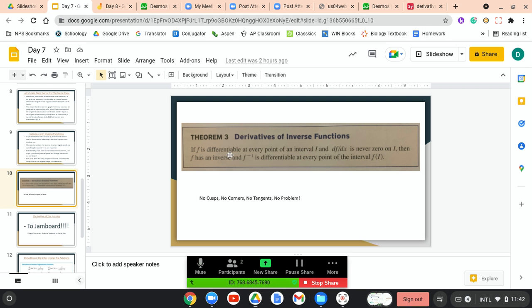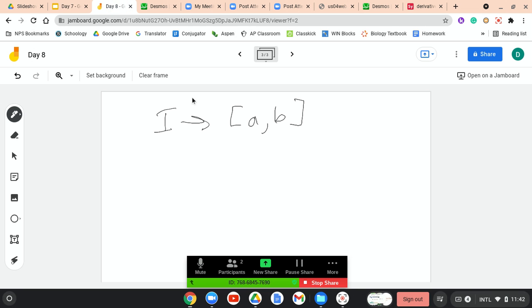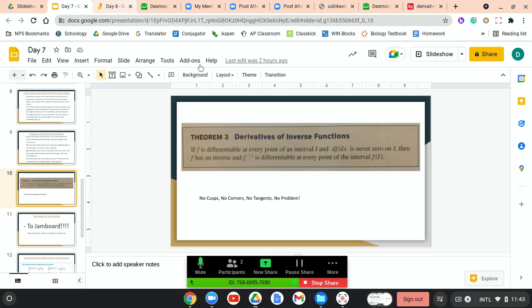So the theorem says if f is differentiable at every point on I, meaning you can find the derivative at every point between x equals A and x equals B, and the derivative is never 0, because remember we said if the derivative is 0, the inverse will have an undefined slope, that means that the inverse is differentiable at every point on the interval f of I.